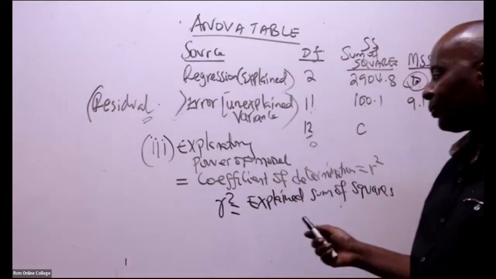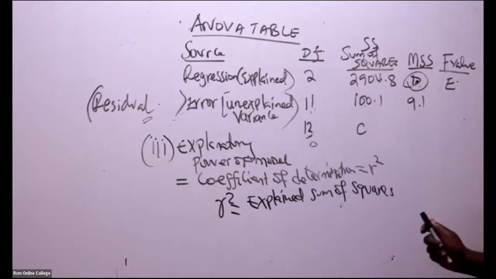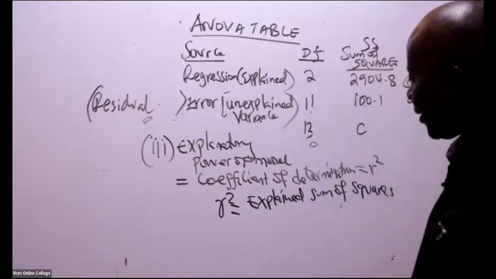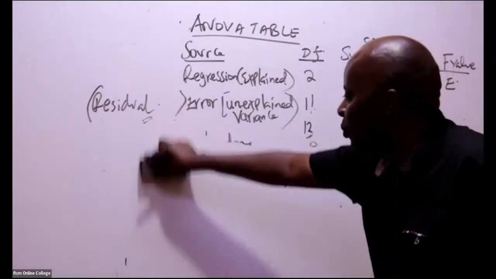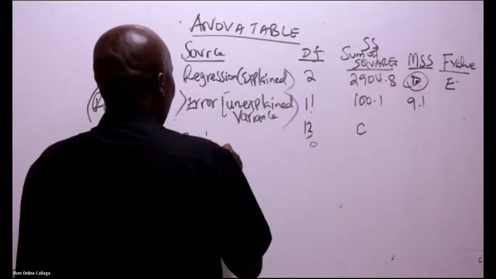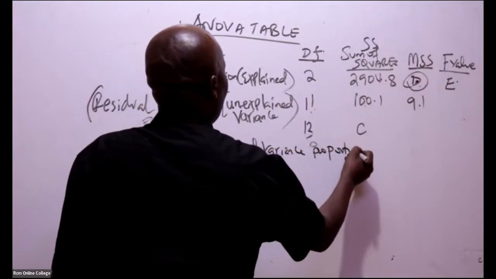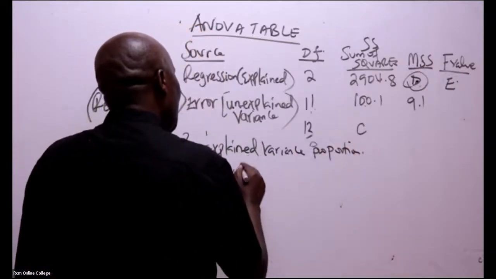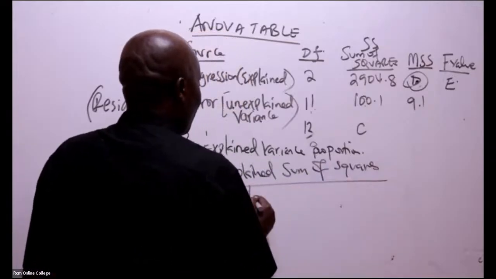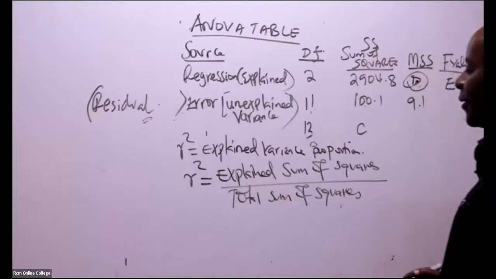In Roman 3, they want us to give them the explanatory power of the model, which is also known as the coefficient of determination, which is R squared. R squared is the explained variance proportion. And how do we get this? R squared is the explained sum of squares all over the total sum of squares.